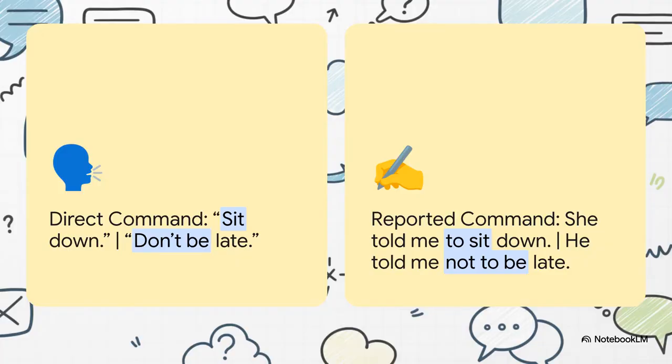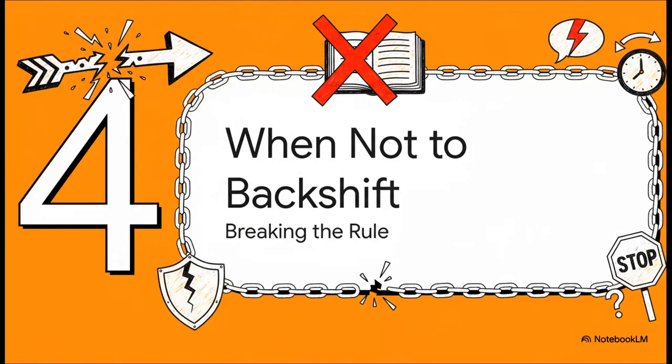And commands? Oh, you're going to love this. It's even simpler. We just use an infinitive. So, a positive command like sit down becomes she told me to sit down. A negative one like don't be late becomes she told me not to be late. See? So easy.